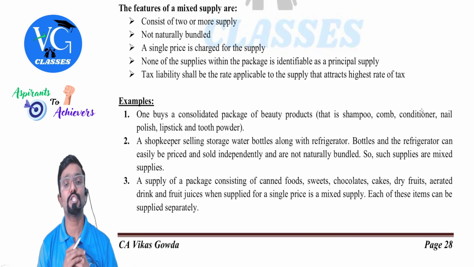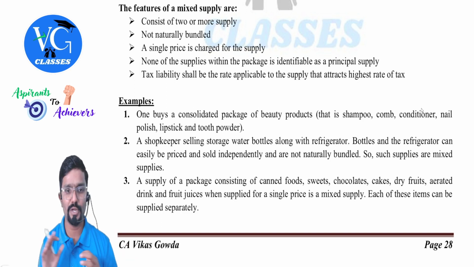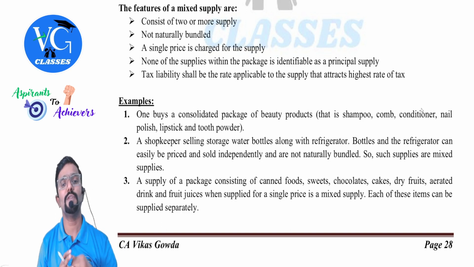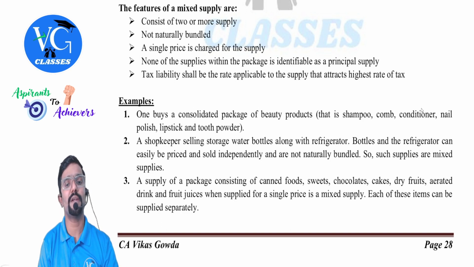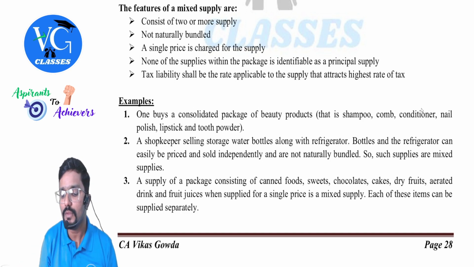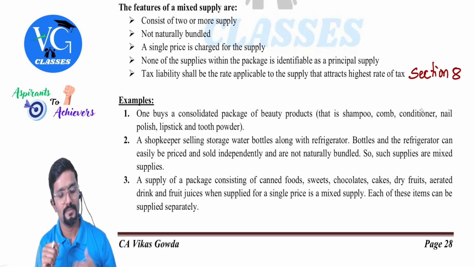The features of mixed supply are: it consists of two or more supplies not naturally bundled, a single price is charged for the supply, and none of the supplies within the package is identifiable as principal supply. The tax liability shall be the rate applicable to the supply that attracts the highest rate of tax. Okay. Sir, where is this given, sir? Where is this given? Not in the definition. It is given in section 8.